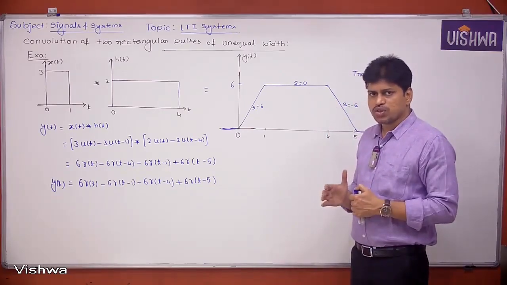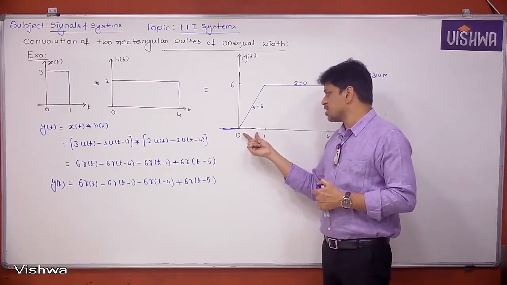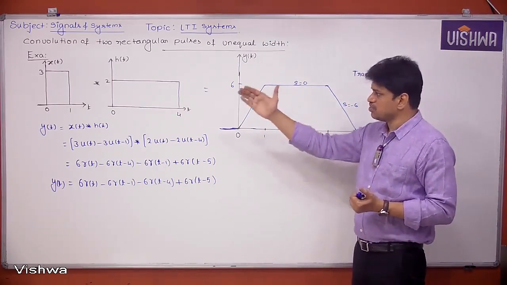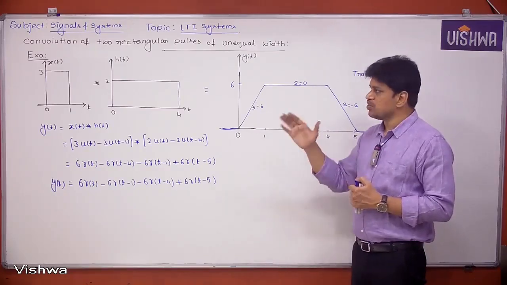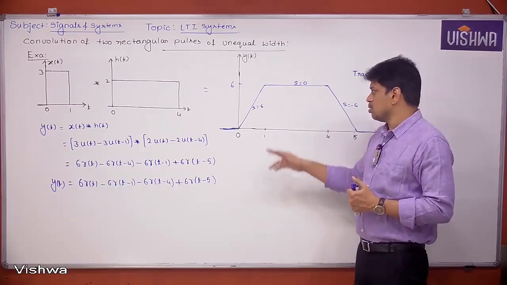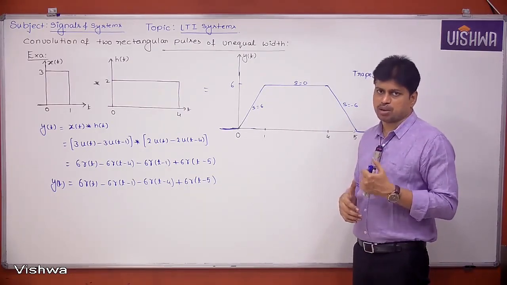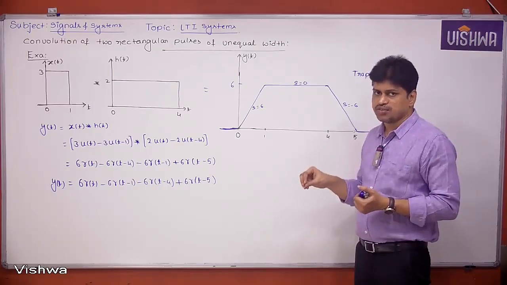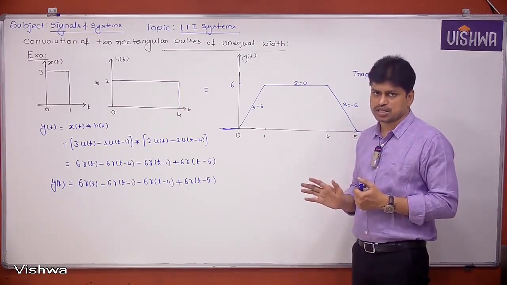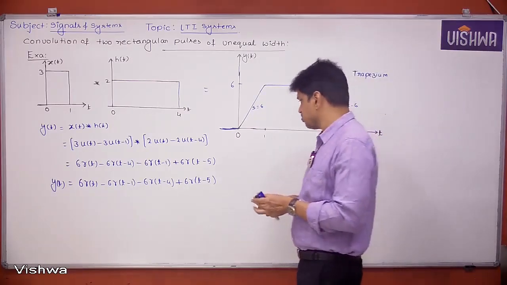And once we know the trapezium, next we have to understand what is the width of rising edge, what is the width of falling edge. They are nothing but the smaller width. That means whichever is the smaller width we are having, that width we have to consider. Next point, rising edge and falling edge have slopes which are equal in magnitude but opposite in sign. And this slope is given by the multiplication of amplitudes of the two rectangular pulses. So this is what we have to remember. So I am writing these points one by one.